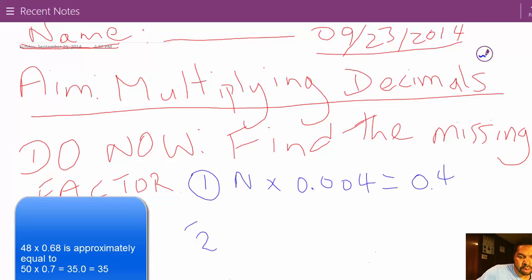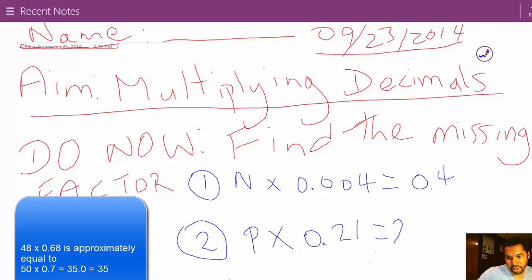And 2: what happens when I multiply some number p by 0.21? So p times 21 hundredths is equal to 210. Let me know what that value is. So that's your do now.